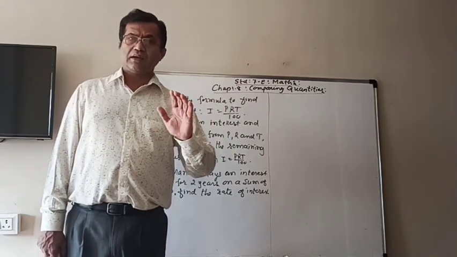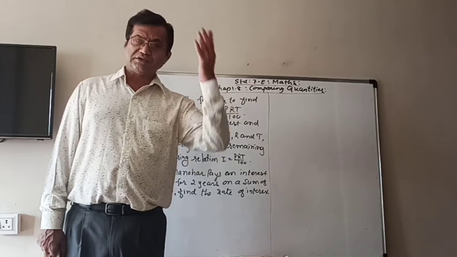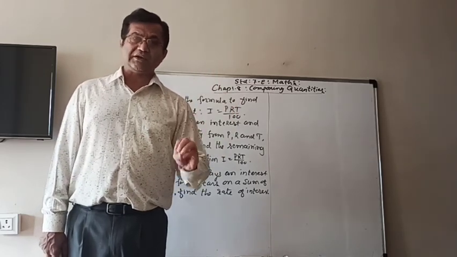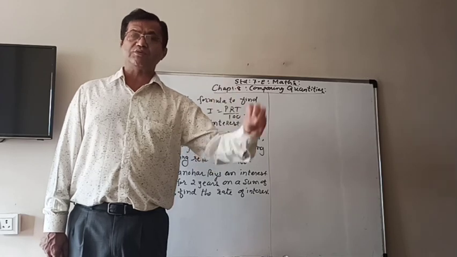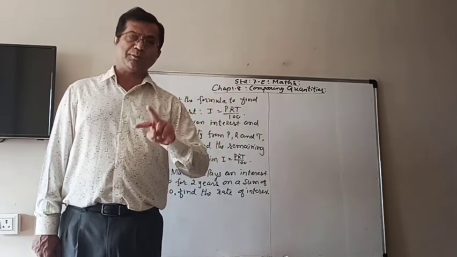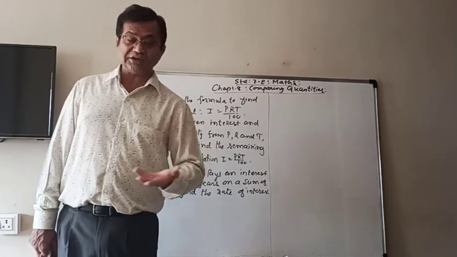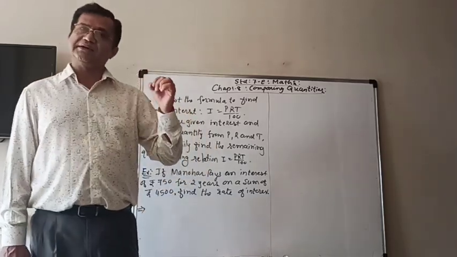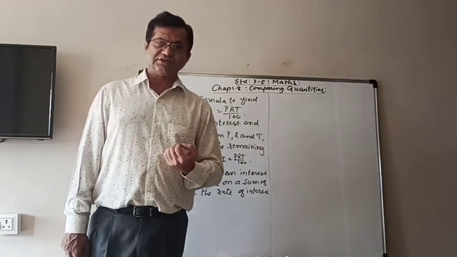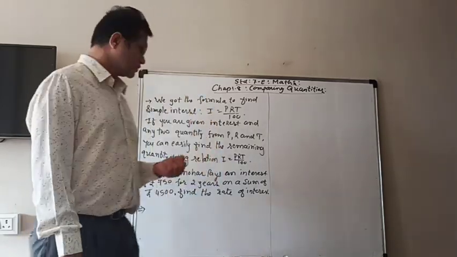Then using the equation, we can easily find out whatever amount is to be found. Means the remaining third quantity out of P, R and T, which is not given, we can easily find out. So let us understand this with an example here.